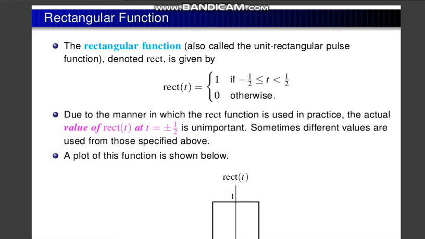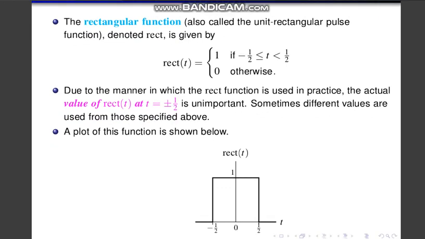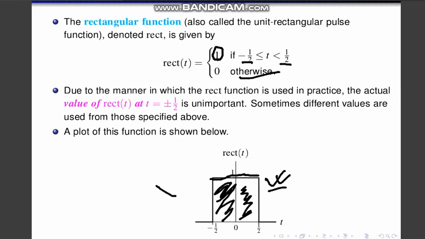Now we are heading towards the next function, the rectangular function, and it is a very popular function. The rectangular function is also known as the unit rectangular pulse function. That is one kind of pulse. Here you can see there is a pulse. In that fashion we use a pulse. The rectangular function is denoted as rect(t), from minus half to plus half. That means minus half to plus half, it is 1.